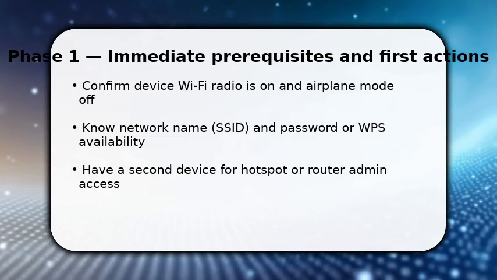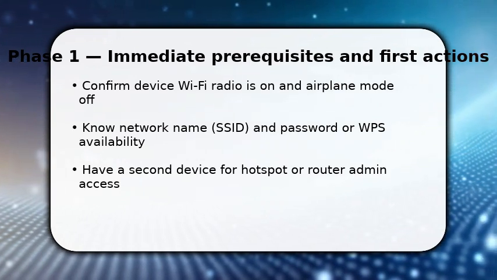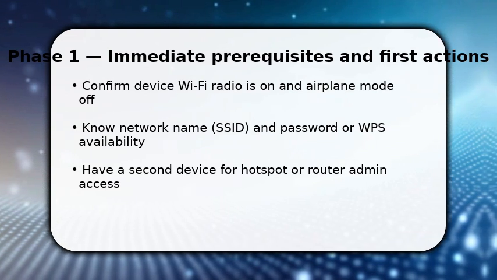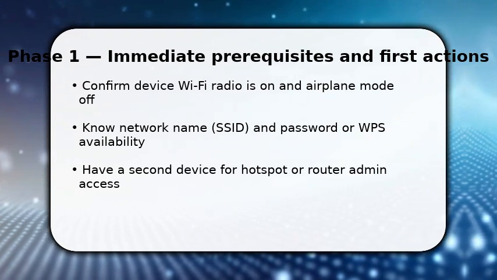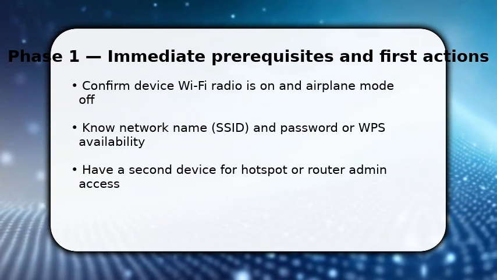You start by powering up the device and opening Wi-Fi settings. Make sure airplane mode is off so radios can scan. Next, locate the network name or prepare the router's WPS button. This saves typing long keys.